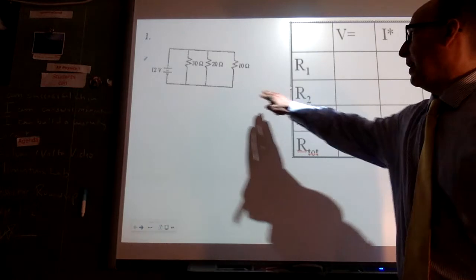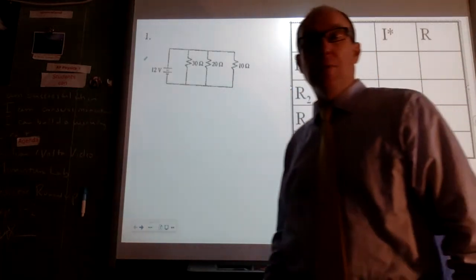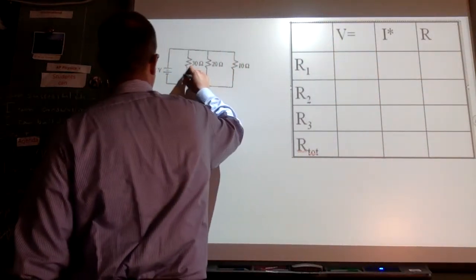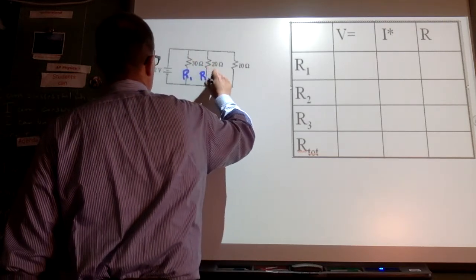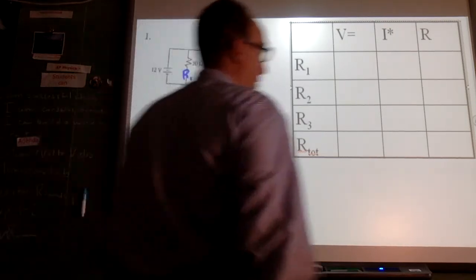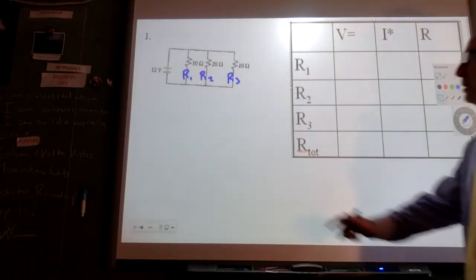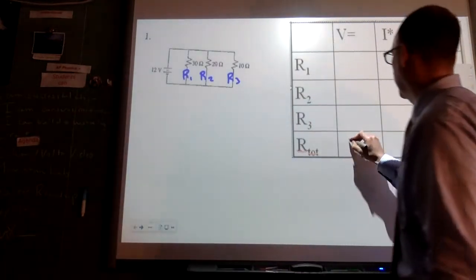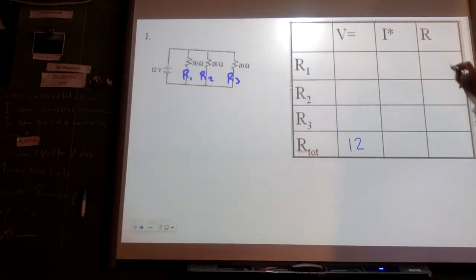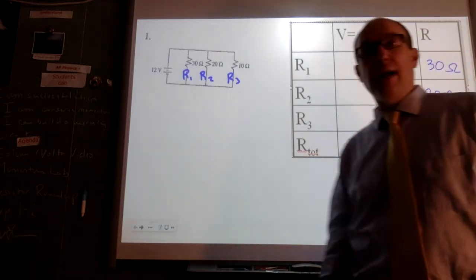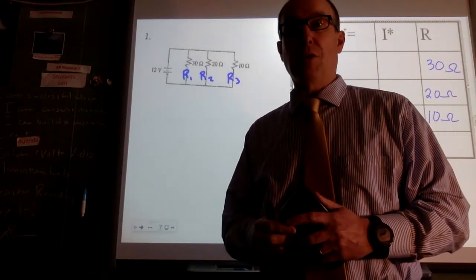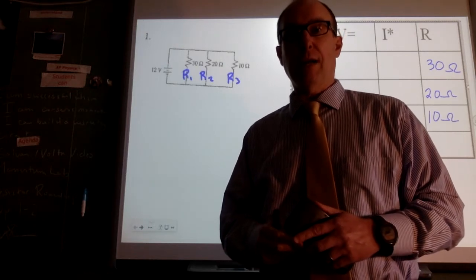So here's our circuit and here is our chart, and I'm going to call this resistor R1, this resistor R2, and this resistor R3. And I'm going to fill these into the chart as well as putting 12 volts in my chart. So I have 12 there, I have 30, I have 20, and I have 10. The first thing I want to do is find my totals. So those are all in parallel.